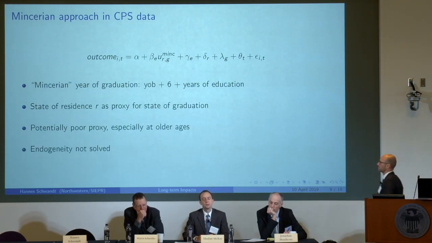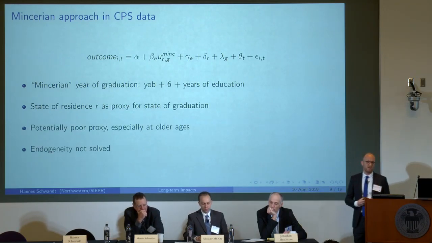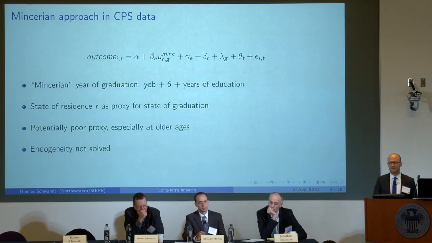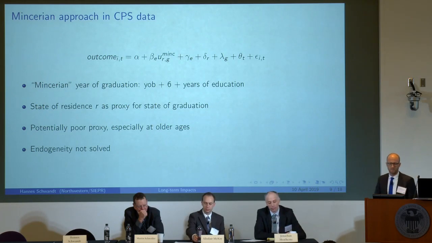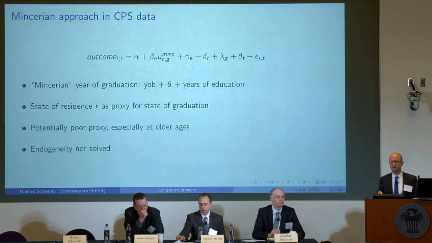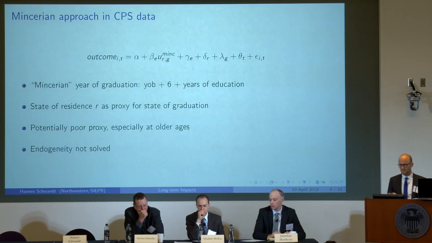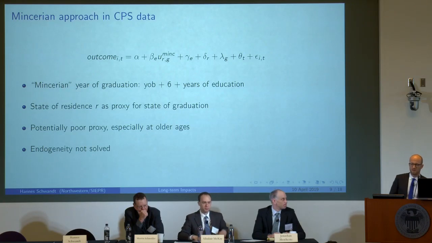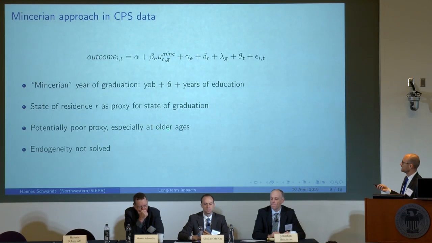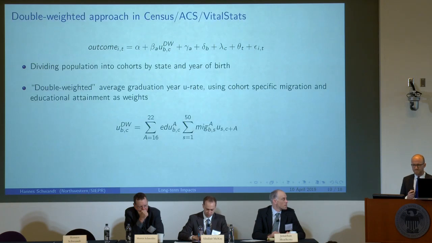What are problems with this approach? First, this state of residence is potentially a really poor proxy, in particular at older ages, as people have more and more time to migrate. And then, of course, endogeneity is not solved. We use directly the reported timing of graduation, and this could be endogenous, as well as, of course, the state of residence could also be endogenous to those labor market shocks.